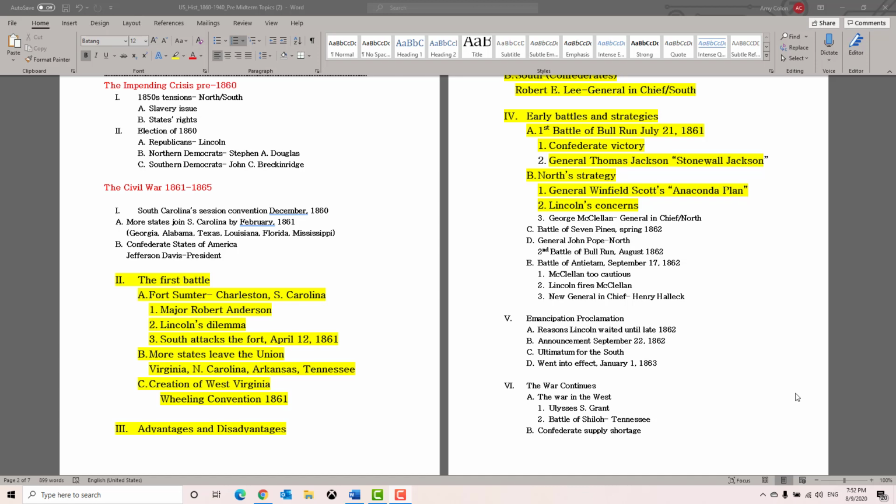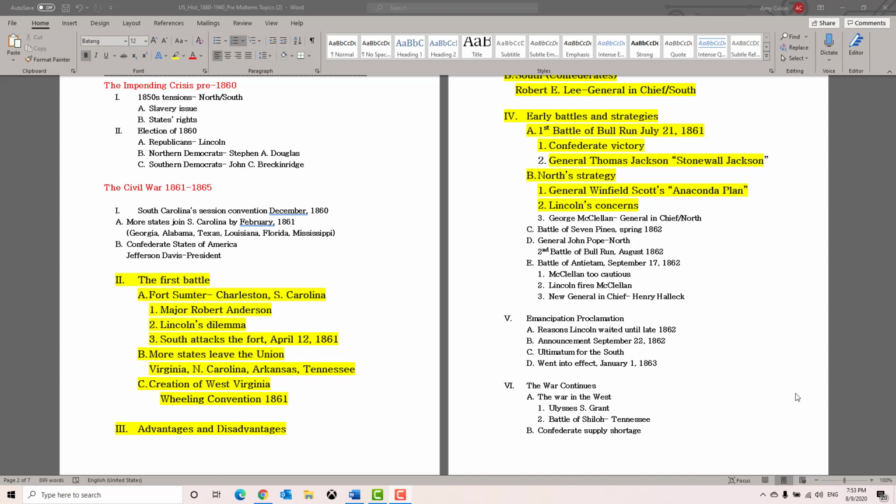All right, the last thing we discussed was the creation of a new country, the Confederate States of America. They elected their own president, Jefferson Davis. They had their own constitution that legalized slavery and allowed the states to have more power than the national government. That doesn't start the Civil War, though.